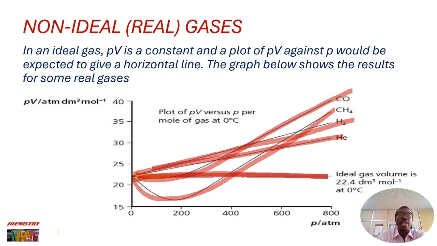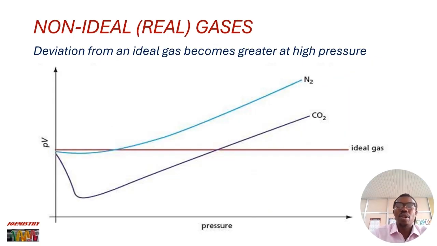So this is a graphical representation of real gases and ideal gas. The horizontal straight line indicates an ideal gas. So this shows the deviation of real gases from an ideal gas. You can see the deviation of real gas from ideal gas. Nitrogen is a real gas, carbon dioxide is a real gas, and other examples are real gases too.